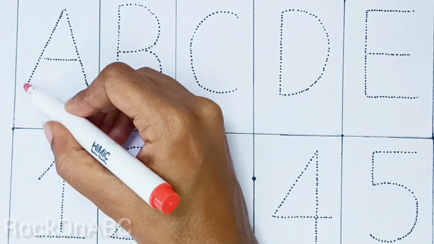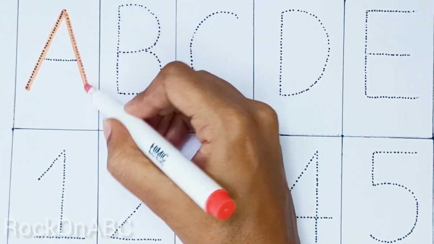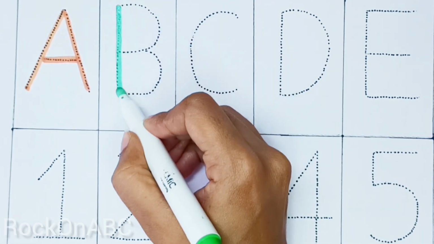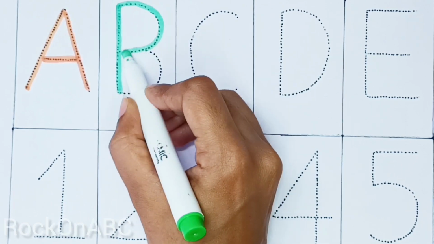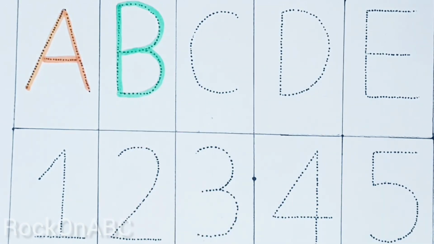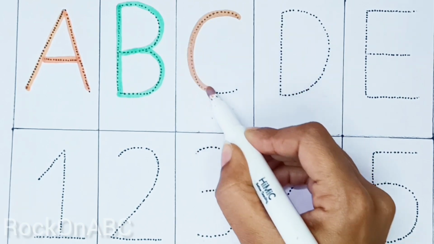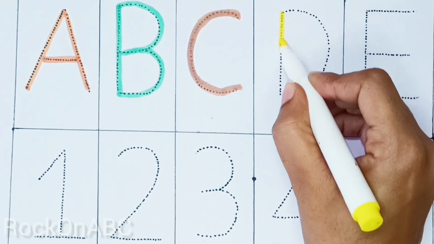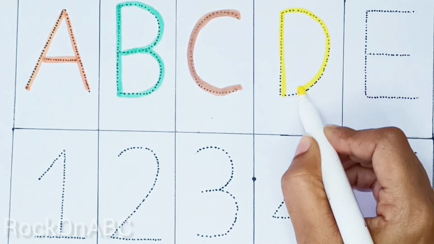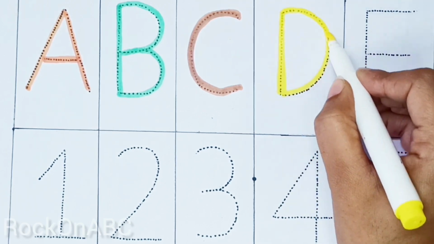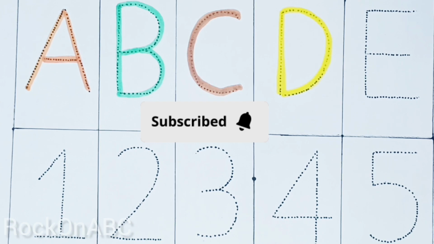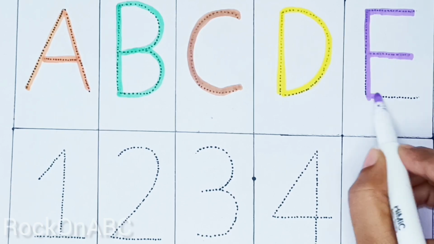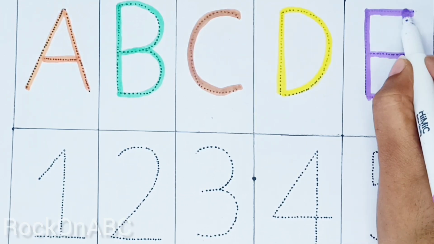Red color A. Green color B. Brown color C. Yellow color D. Violet color E. White color.